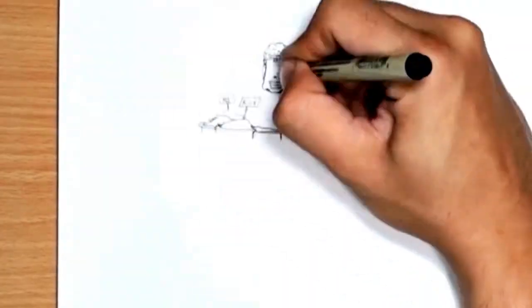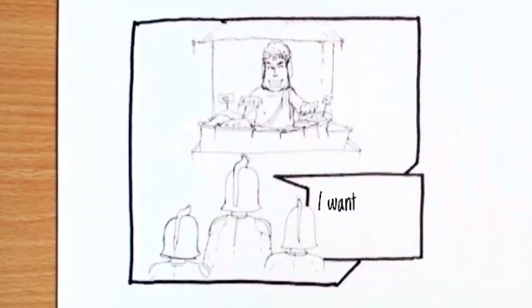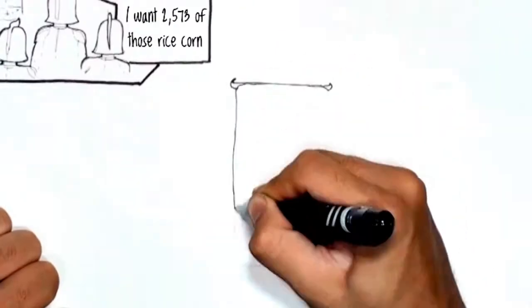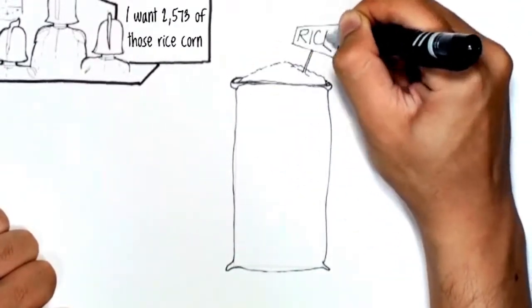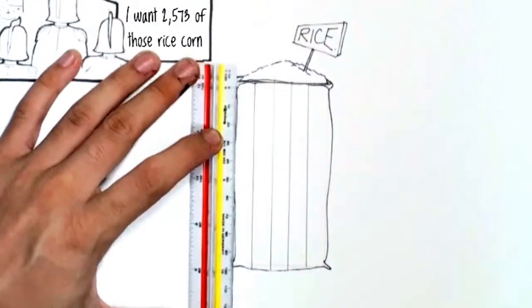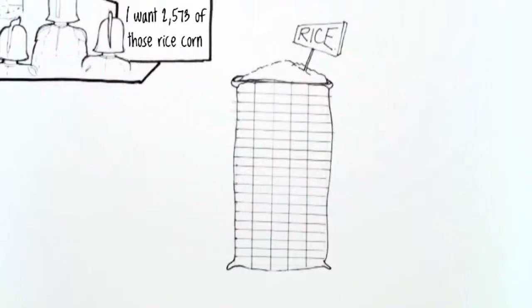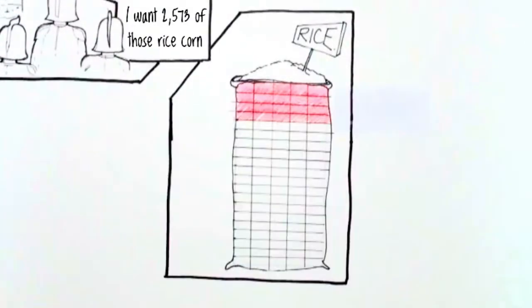Imagine the humans of the past going to the market saying, I want 2,573 of those rice corns, because that would take way too long. They instead started saying, imagine this bag is 100. Then, I want 20 of it. And that became 20 of 100, or 20%.